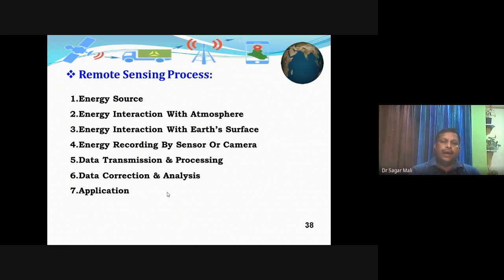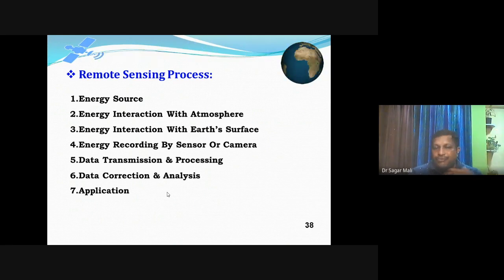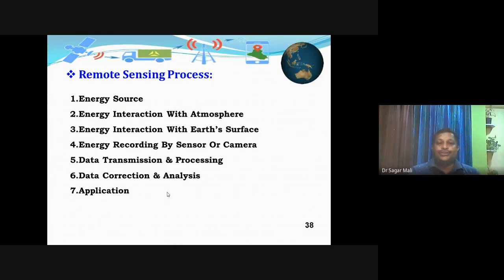Every object on the Earth's surface interacts with this energy based on its chemical and physical properties. Some objects emit radiation, some absorb, some reflect. Based on that, objects interact differently with this energy, and then the Earth starts emitting its own radiation, called Earth-emitted radiation. That radiation again interacts with the atmosphere while outgoing. After that, it is recorded by the sensor. So the next step is energy recording by a sensor or camera.